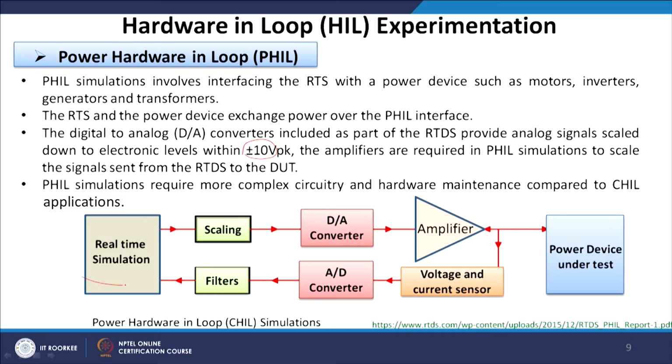We can see this is my RTDS, and we have scaled and then D to A converter, and then through an amplifier it has been given to my device which is under test. Further, at feedback, we can have voltage and current sensors in place, and then A to D conversion, and through a filter we can give that output to my simulator.